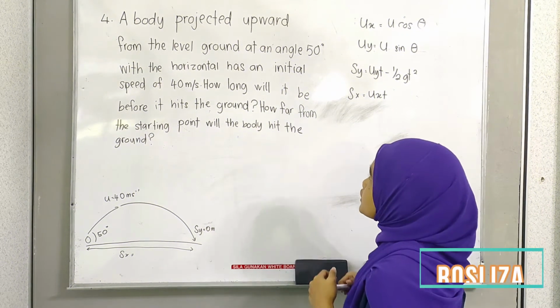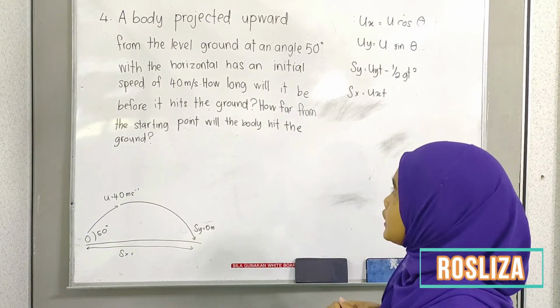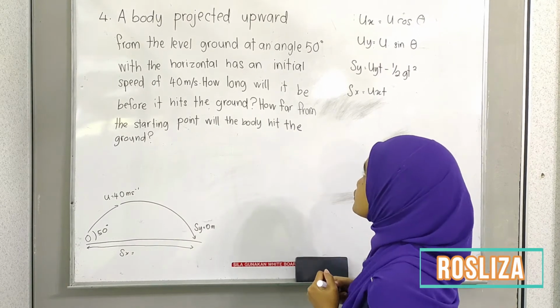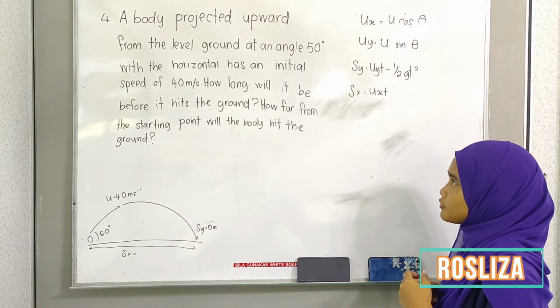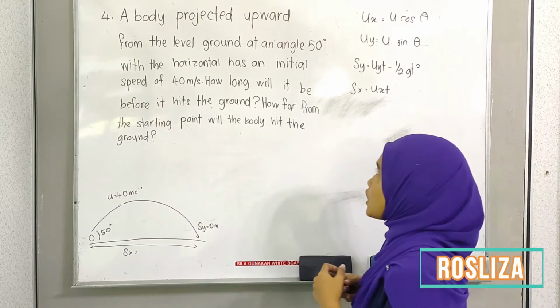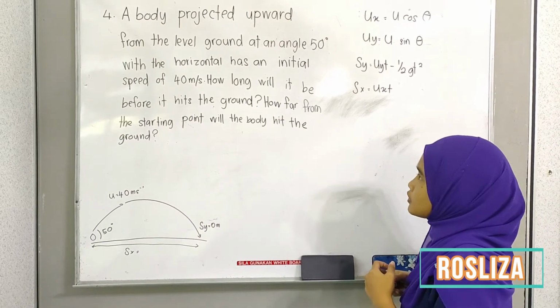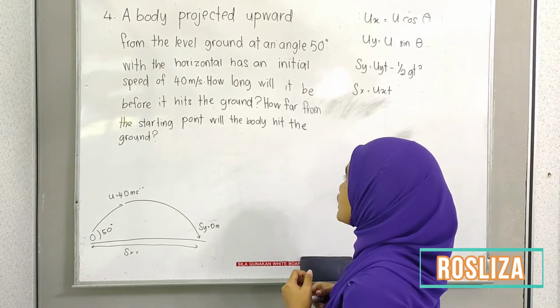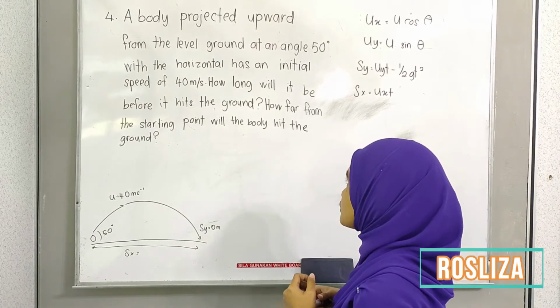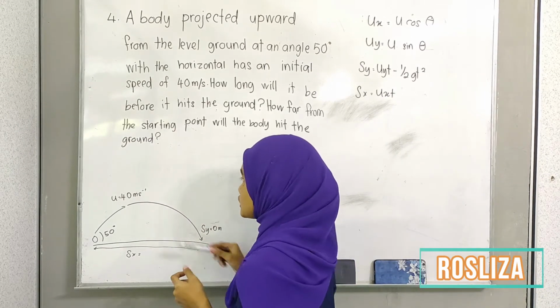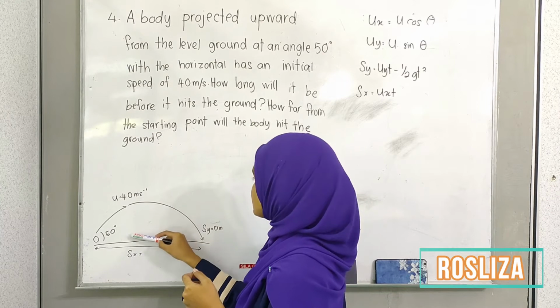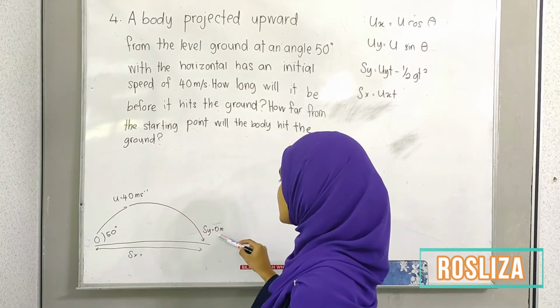Okay, a body projected upward from the level ground at an angle 50 degree with the horizontal has an initial speed of 40 meter per second. How long will it be before it hits the ground, and how far from the starting point will the body hit the ground? Okay, given that u is 40 m/s, the angle is 50 degree and sy is 0 meter.